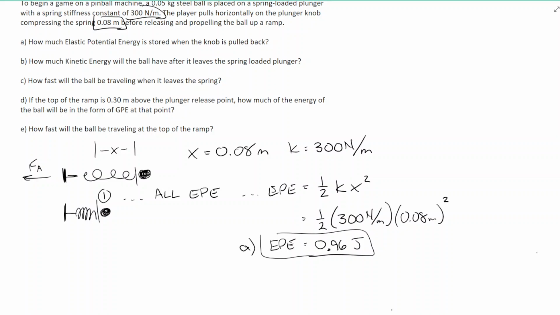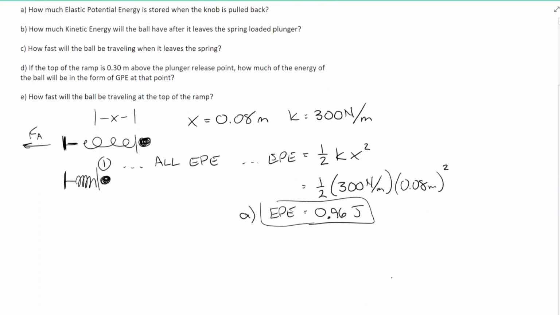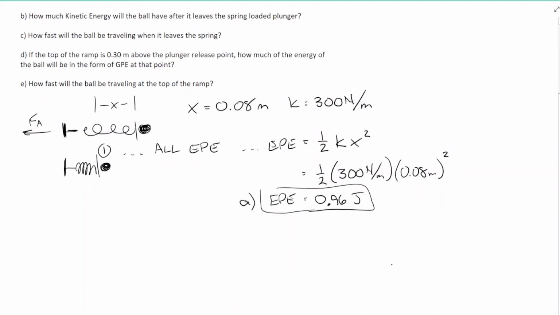Part B asks, how much kinetic energy will it have after it leaves the spring-loaded plunger? So let's look at what happens when that spring unloads on the ball. That energy is stored, right? Now that spring decompresses, and this ball is going to leave the spring. As a result of work being done, the energy is changing. It's changing from all EPE to, at position 2 now, all kinetic energy. We haven't been elevated, but the spring has done work and the energy has changed.